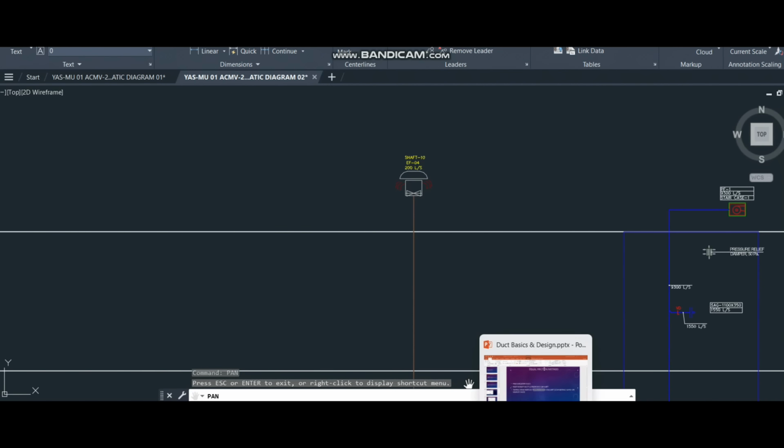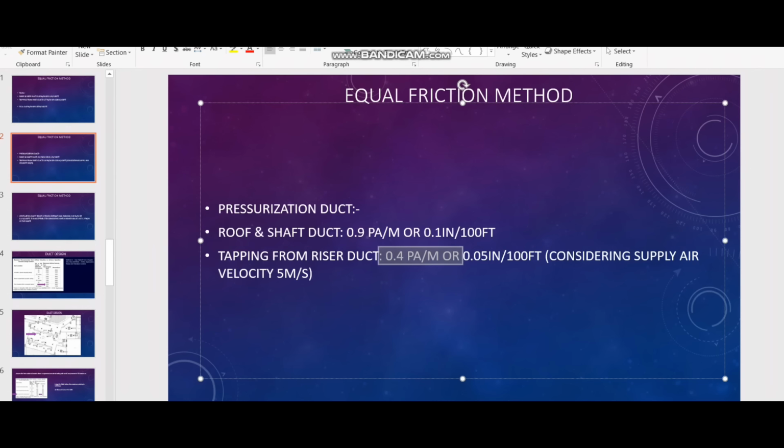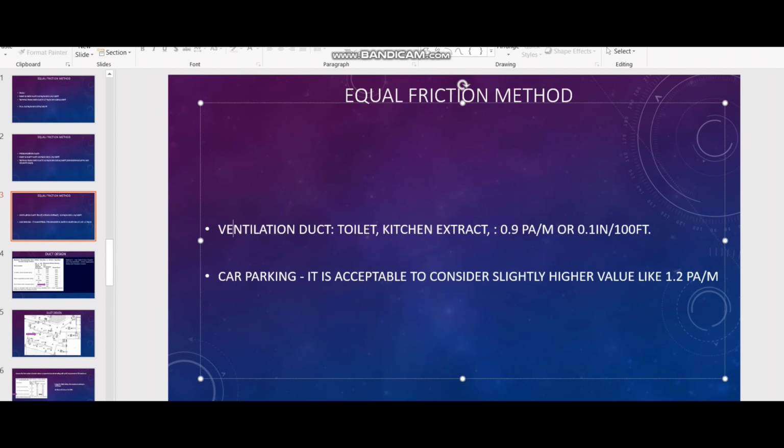Going to the next one, we have the ventilation. For the ventilation duct, for example toilet ventilation and kitchen exhaust ventilation, you can follow the value of 0.9 Pascal per meter or 0.1 inch per 100 feet. For example, toilets are located inside the building, so the maximum value we follow for the FAHU riser and the shaft, we can follow the same value, 0.9 Pascal per meter or 0.1 inch per 100 feet.